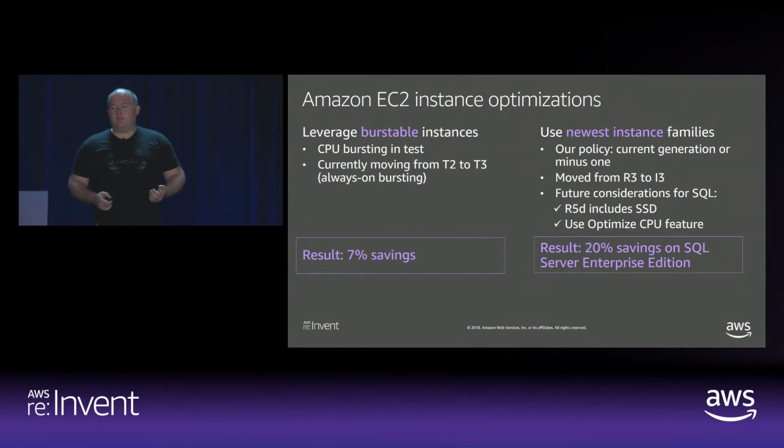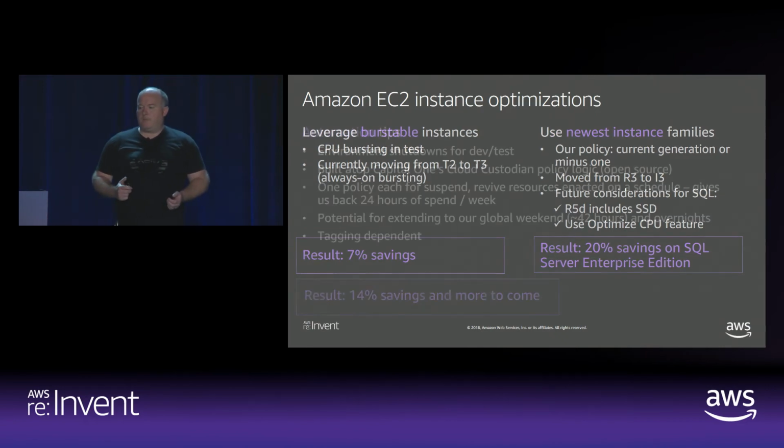Some of the future considerations we have for SQL Server include looking at the R5D and looking to use the optimized CPU feature so we can move back onto a shared tenancy. We expect to see about a 20% saving on SQL Server licenses if we take that approach.